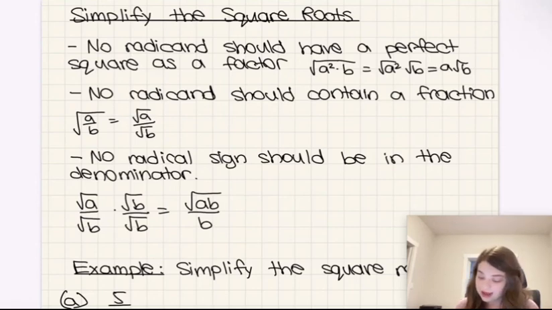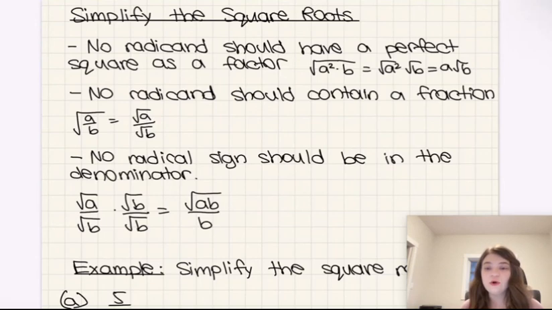For example, if we have the square root of a squared times b, that's the same as the square root of a squared times the square root of b, and the square root of a squared is just a. And so we can rewrite this as a times square root of b. And then we've fully done it, assuming that b itself is not a perfect square, and also that b itself does not have any factors that are a perfect square.